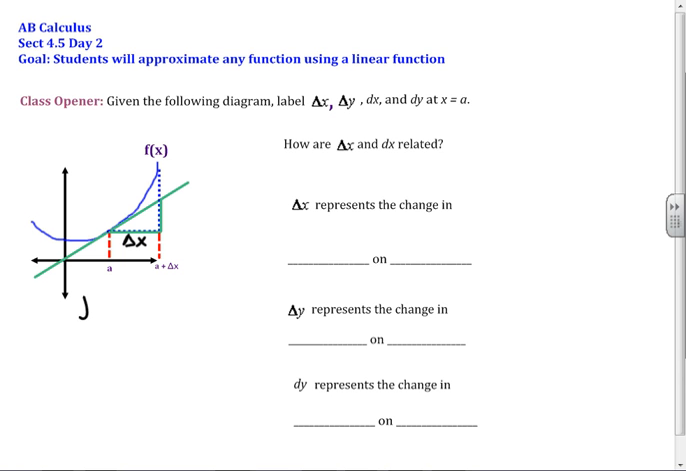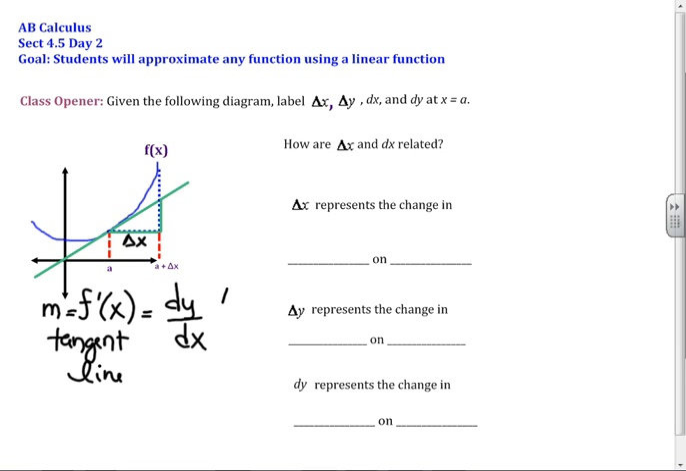And remember that f prime of x is the slope of the tangent line. What's the slope of the tangent line? It's dy over dx. Think of that dy and dx as literally the delta y over delta x, but of the tangent line, not of the function. I'll just put an arrow there. So can you mark them on the diagram? That's the question.